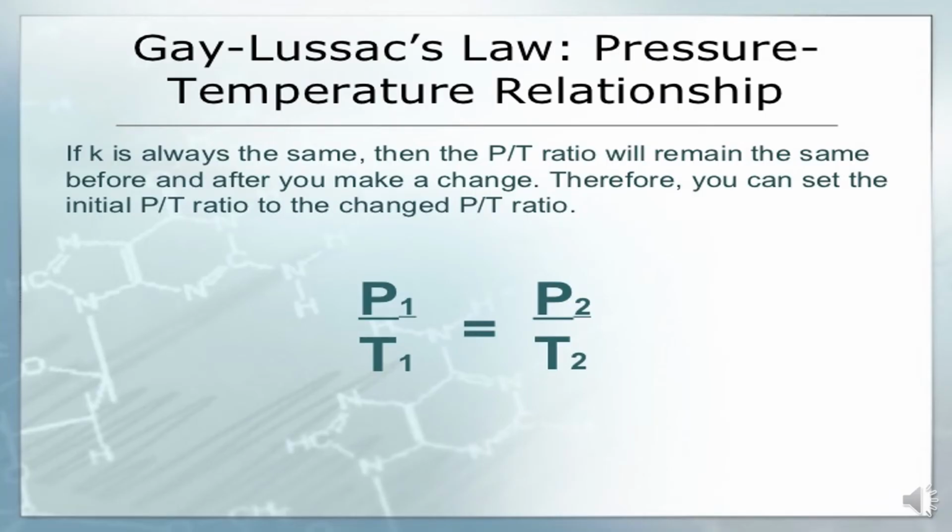And for two different conditions for a particular gas, we can also write the equation as P1 over T1 is equal to P2 over T2. And we can find any one variable out of these four if the other three are known.